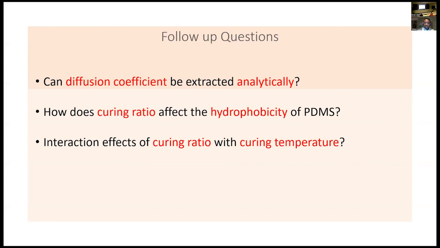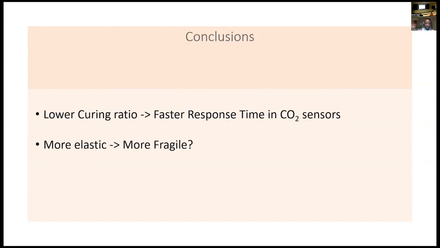We're wondering if we can extract the diffusion coefficient of these two levels of curing ratio. We're also interested in curing ratio effects on hydrophobicity and the interaction effects with curing temperature. These are all just things that we're working on. But yeah, in conclusion, change the curing ratio, change the response time in CO2 sensors, but also more elastic. Is it more fragile? That's a trade-off we might have to consider.